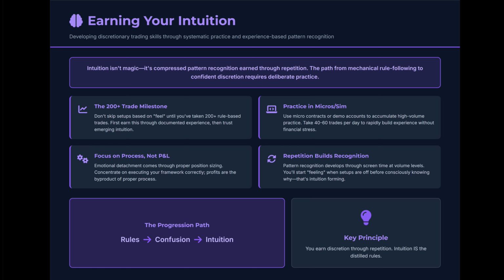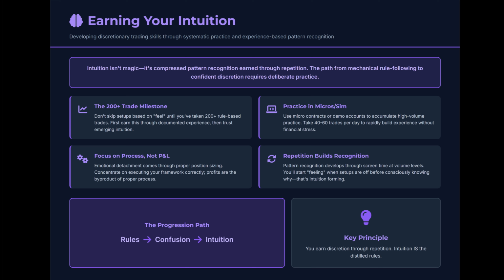Slide 30, Earning Your Intuition, Part 4 of 4. This slide presents a vital progression path for every discretionary trader: rules, confusion, and intuition. In Stage 1, we start with rules. You follow your framework mechanically: setup classification checklist, entry criteria, stop placement, and targeting. Every action is deliberate and methodical, building your foundation.